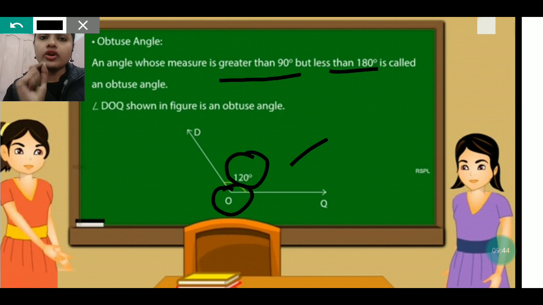Angle DOQ shown in this figure is an obtuse angle because the measurement of O is 120 degrees. If you name it QOD, then also O is in the middle, because both the rays are meeting at the point where it is forming an angle. When we take out that measurement, it is 120 degrees.